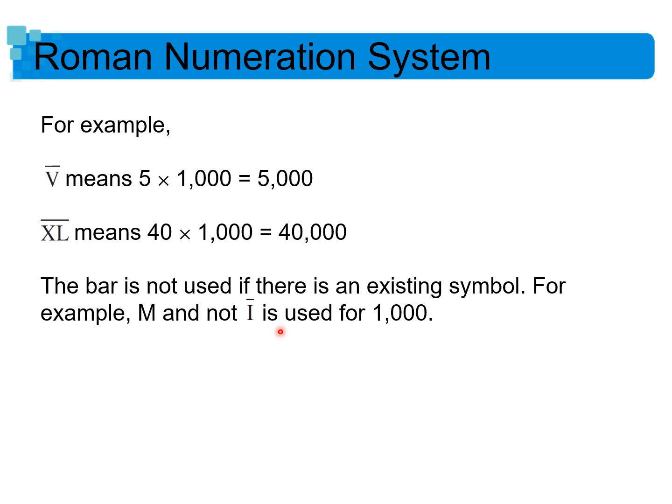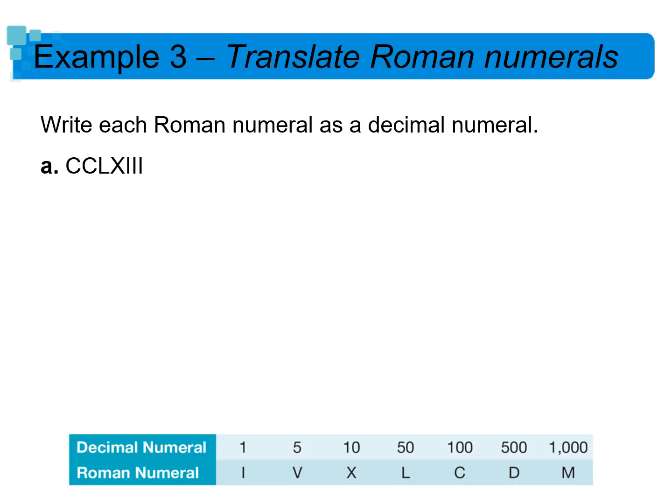Now there is something a little bit different here. For example, you would not have an I with a bar over it to represent 1,000, because we already have an M. M is already used for 1,000. If you already have a symbol for that, then you would not use the bar. Okay, let's take a look at several examples.